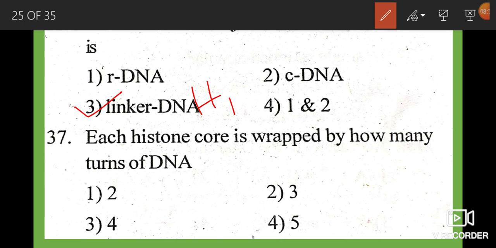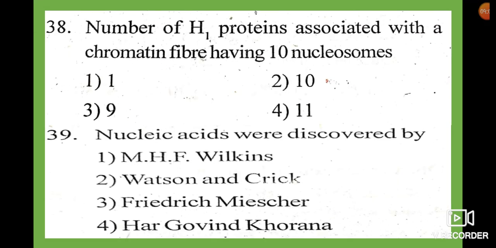Question number 37. Each histone core is wrapped by how many turns of DNA? The right option is 1. It means 2 turns of DNA are wrapped around the histone core, that is the nucleosome. Question number 38. Number of H1 proteins associated with a chromatin fiber having 10 nucleosomes.